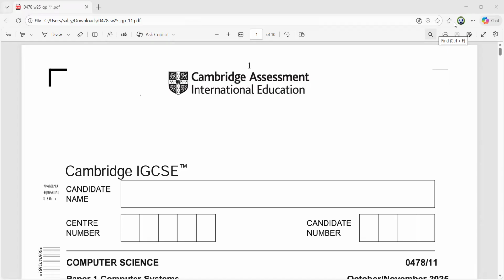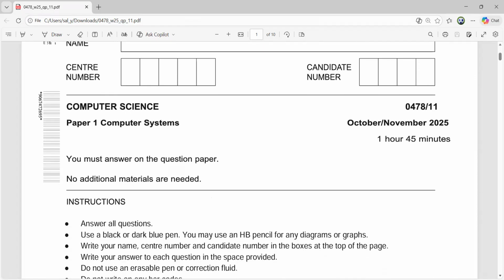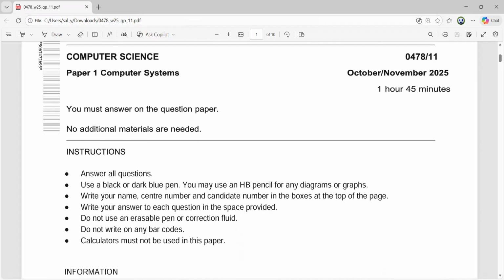Today we are solving another paper, Cambridge IGCSE Computer Science 0478/11, Paper 1 Computer Systems of October-November 2025. The duration of the paper is 1 hour 45 minutes. You have to answer on the question paper. No additional materials are needed. You have to answer all the questions. Use a black or dark blue pen. You may use an HB pencil for any diagrams or graphs.